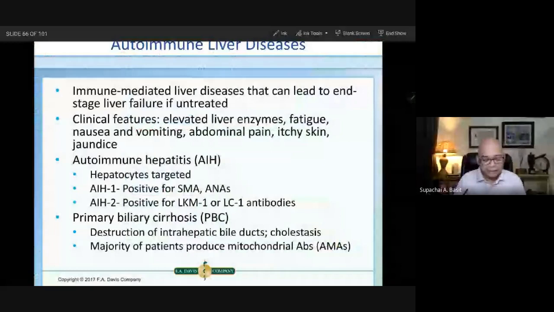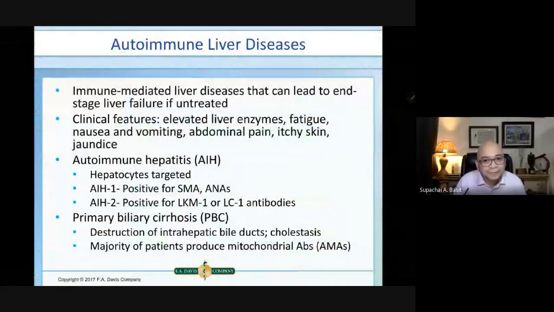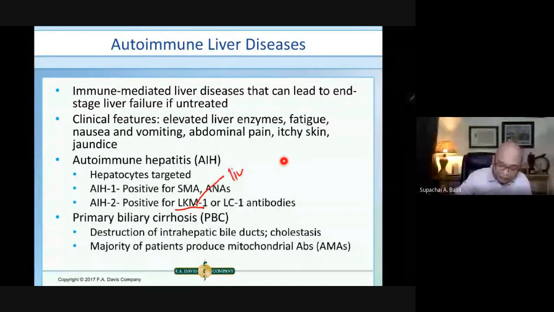Okay. And then there's another antibody that you are not familiar with, and this is the LKM1. It is the liver-kidney microsomal antigen. So LKM1 stands for liver, kidney, microsomal antigens.